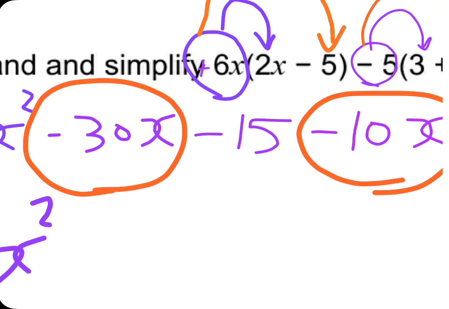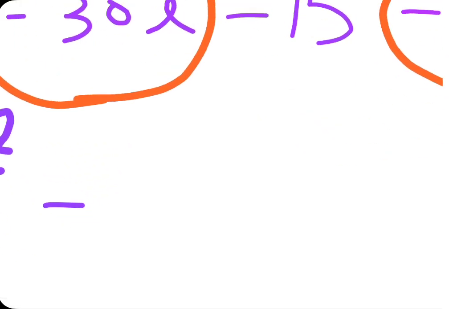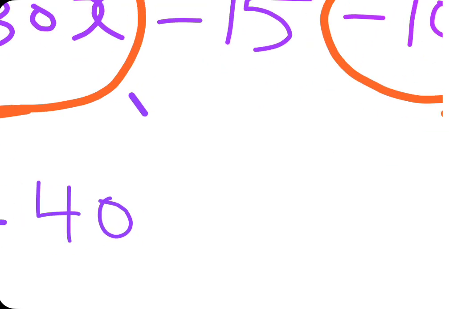Now here I have the same signs. I have negative and negative. That means the answer will be negative, which is the same sign. And then I'm going to add the coefficients together. Now 30 plus 10 equals, very good, 40. And then I'm going to put x.